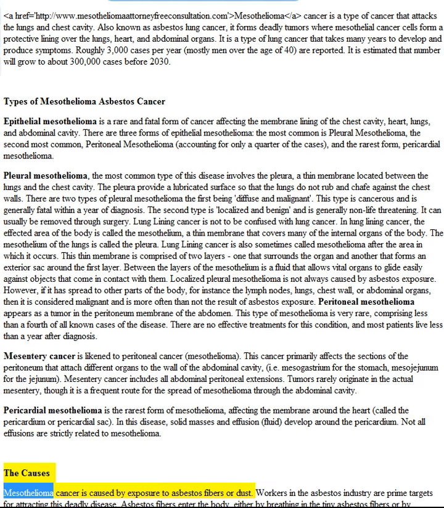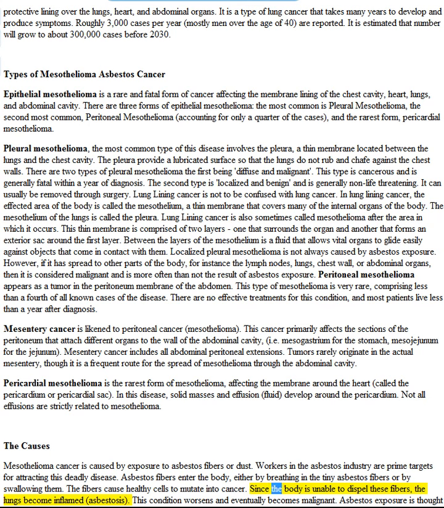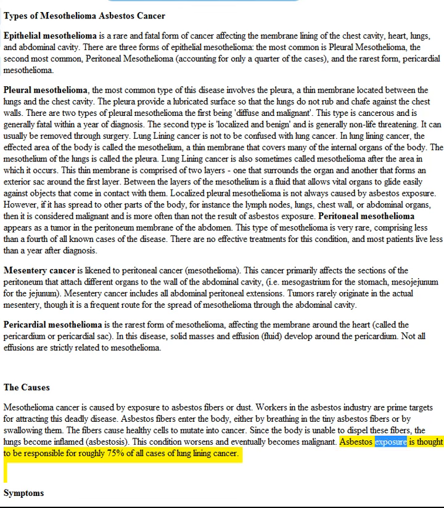The causes. Mesothelioma cancer is caused by exposure to asbestos fibers or dust. Workers in the asbestos industry are prime targets for attracting this deadly disease. Asbestos fibers enter the body, either by breathing in the tiny asbestos fibers or by swallowing them. The fibers cause healthy cells to mutate into cancer. Since the body is unable to dispel these fibers, the lungs become inflamed, asbestosis. This condition worsens and eventually becomes malignant. Asbestos exposure is thought to be responsible for roughly 75% of all cases of lung lining cancer.